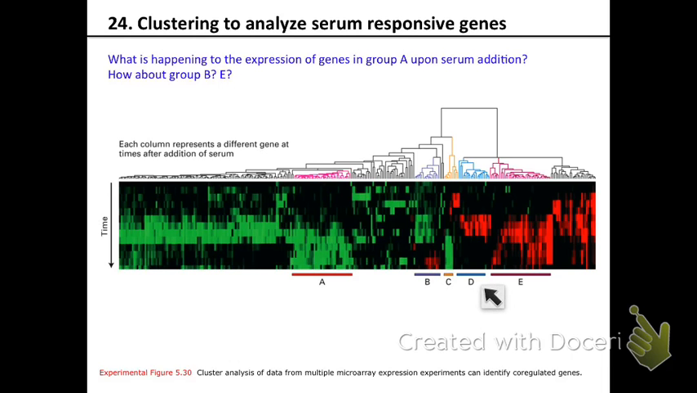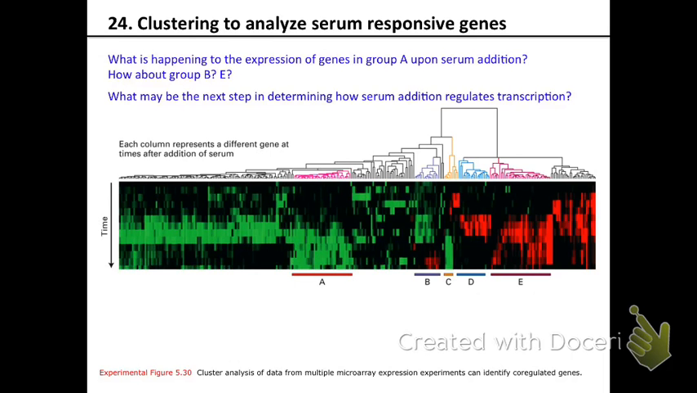What about group D? They go up, and then after a while, it goes down, right? So this is a transient response to serum addition. What about E? It goes up, and it tends to stay up, for example, compared to group D, right? So you have groups of genes that are responding in different ways.